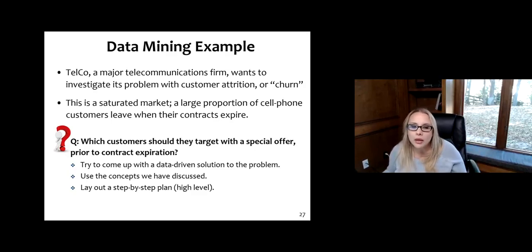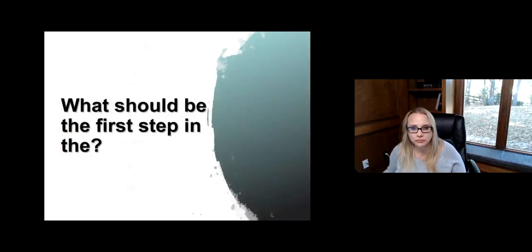So think about it and try to come up with, in your mind, what would be that data-driven solution to the problem. Use some concepts that we have discussed to try to formulate what kind of project this would look like. So what would be the high-level plan for this type of project? One question I have for you is, given this problem, what would be the first step that you take in this process? So if we already have a defined objective or a problem that we want to solve, what should be the first step you take? I recommend that you pause this video to come up with an answer to this question.